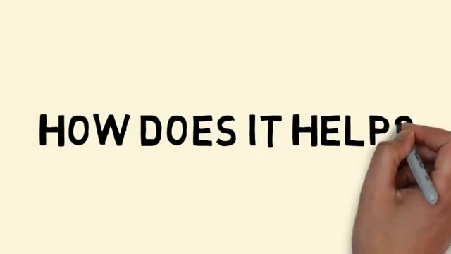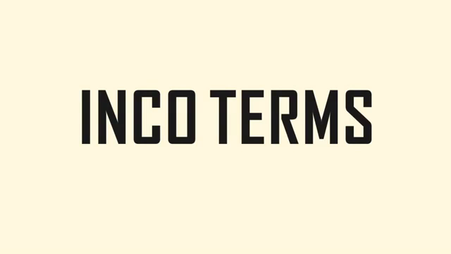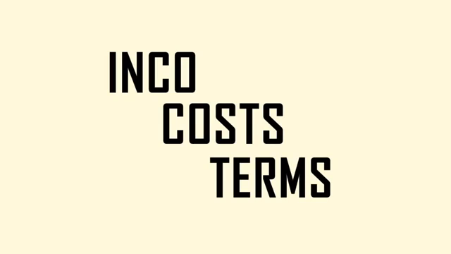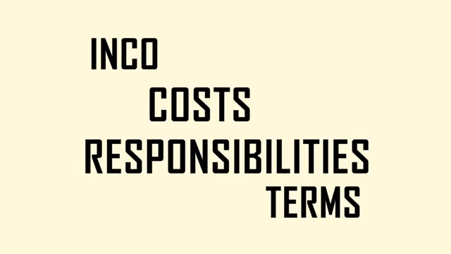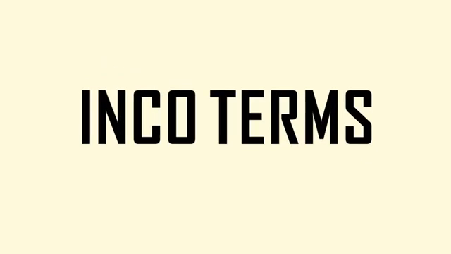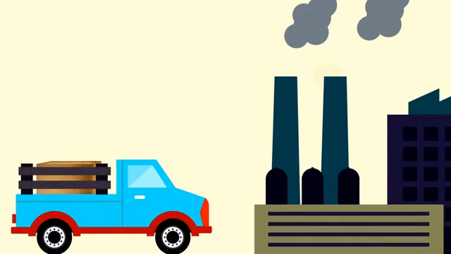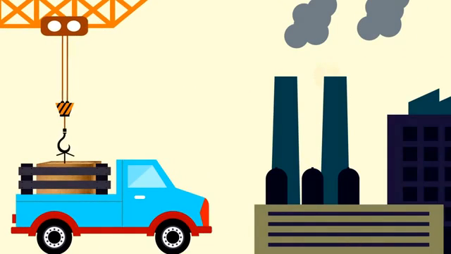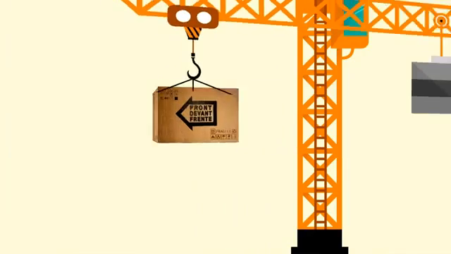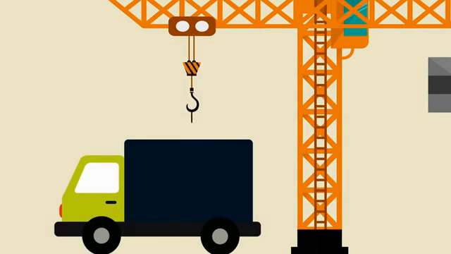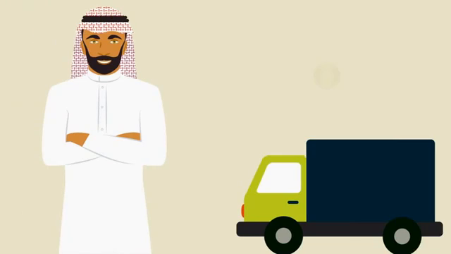How does it help? Each INCO term clearly details the breakup of the costs involved and the buyer-seller responsibilities. For example, if the INCO term is EXW, Ex Works, Niku only pays till packaging and delivery right outside a factory gate. The remaining responsibilities to pick it up and get it delivered to the place of choice rests with the buyer.